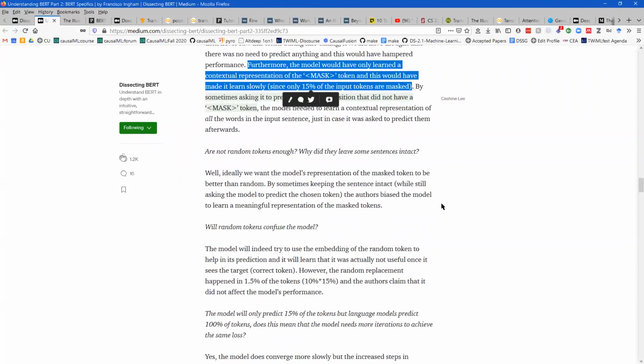Yeah, so I understand why some of the words are left intact, because otherwise the model won't have any guidance as to what it should be doing. But what about the random? I don't understand why it's being confused. Why it's being given random words. Random incorrect words, actually. Random incorrect words, yeah.